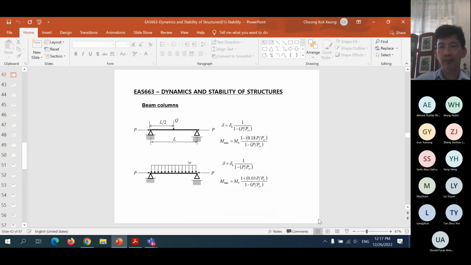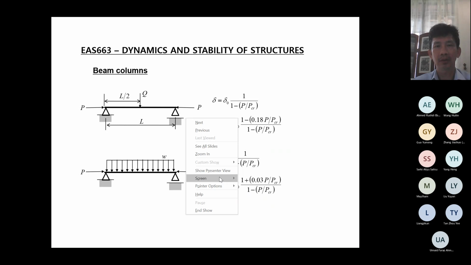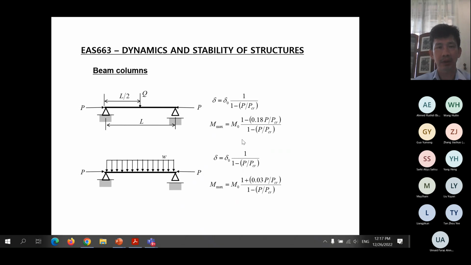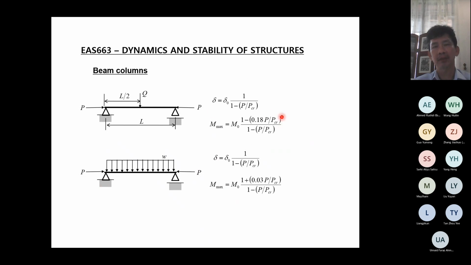Now, let me come back to this again. These two sets of equations: this one has been derived by using the differential equation, and this one has been derived by using the Rayleigh-Ritz method. To obtain this, we do some approximations. We come to this, and then after we get this, we get this.